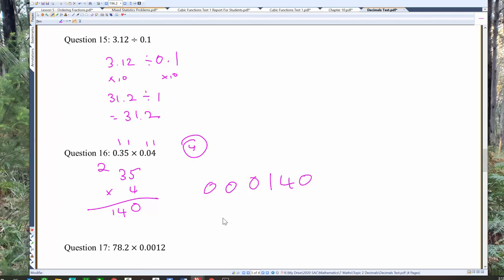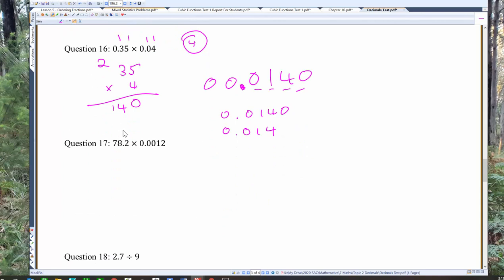So what I'm going to do is put a bunch of zeros before the 140 because that doesn't change the place value, and put 4 decimal places into my answer. So I'm going to put the 4 decimal places there, 1, 2, 3, 4. 0.0140 or 0.014 would also be correct.